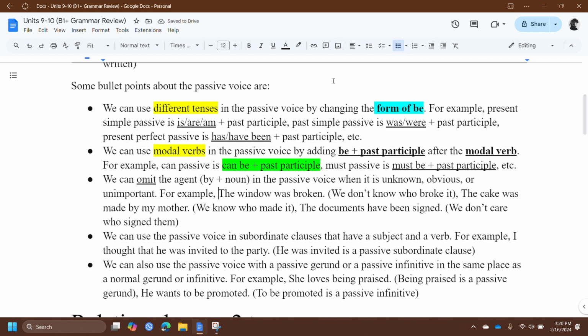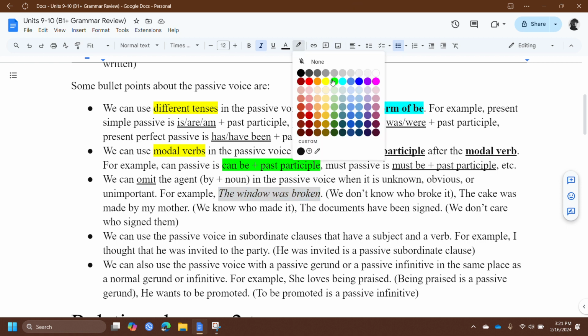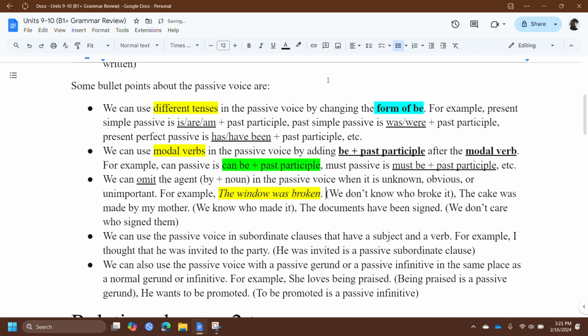For example, the window was broken. So if I say the sentence, no one actually knows who broke the window, and that's the point. That's the point of me using the passive. We don't know who broke it, so I'm not mentioning it. Or maybe it was known. People know, so that's all the more reason for me not to mention it because it's too obvious. As mentioned here, even if it's obvious, we sometimes don't mention it.